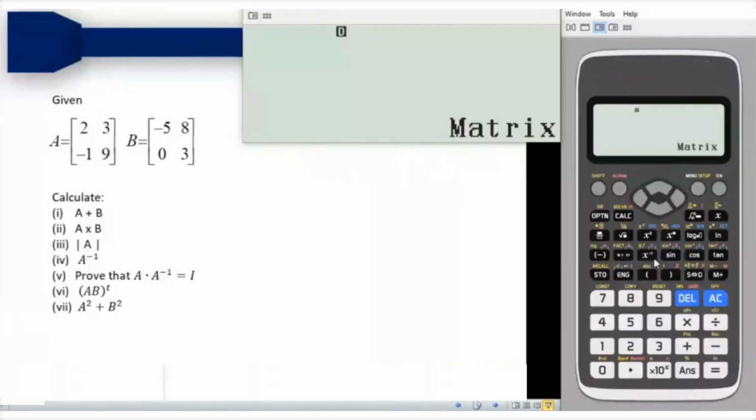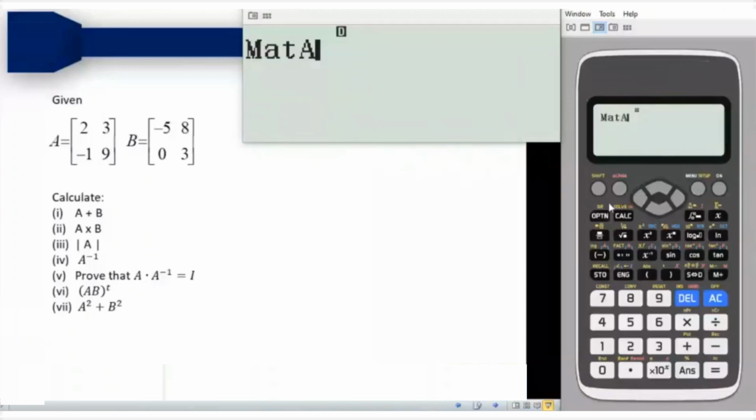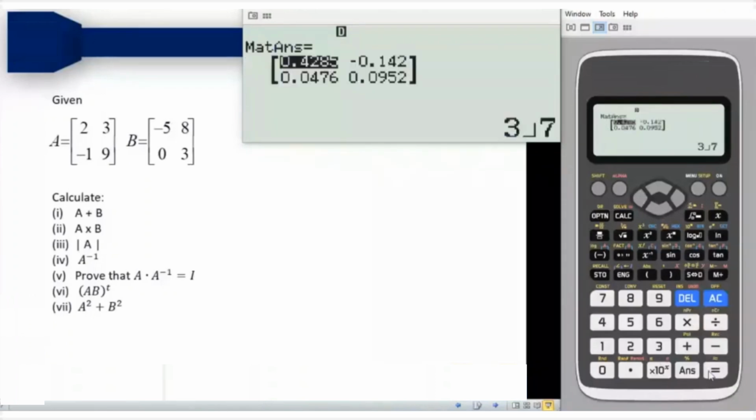So all I need to do is press option. I need to press 3. Option 3 is matrix A. And when I press this button, it means that I want to find inverse of matrix A. I hope this is clear. And when I press equals to, I have the inverse with me. And the good part is I have inverse in both decimals as well as fraction.